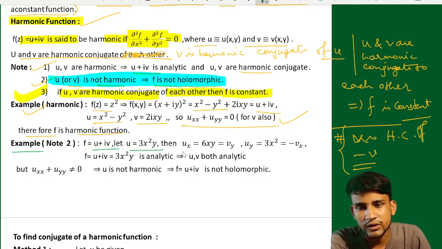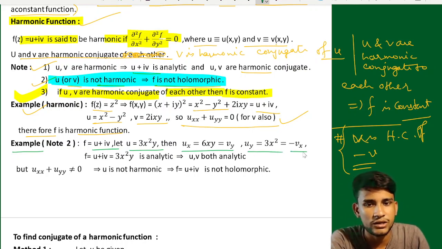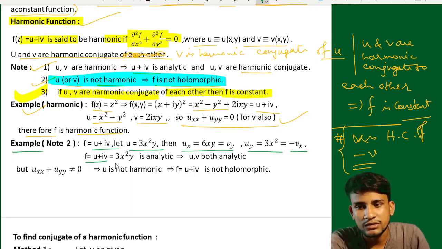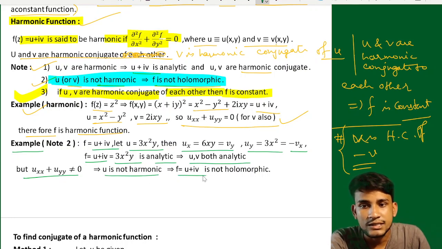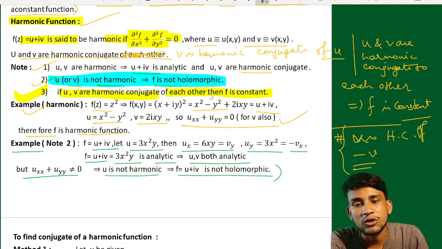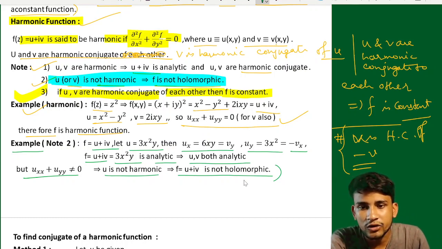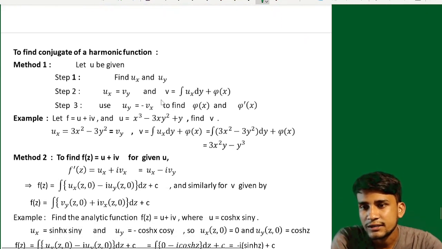this 3x square y, then ux equal to 6xy equal to vy and uy equal to 3x square equal to minus of vx. Then f equal to u plus iota v is equal to 3x square y is analytic, implies u and v both are analytic. But uxx not equal to 0, that means u is not harmonic. That is the converse part of this. That means they are both analytic but this is not harmonic. So this is an important example.